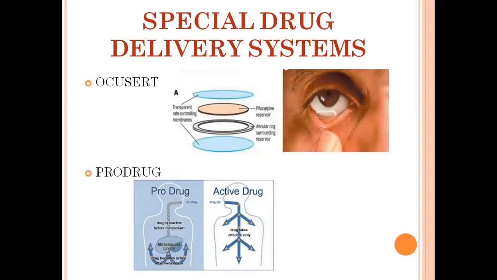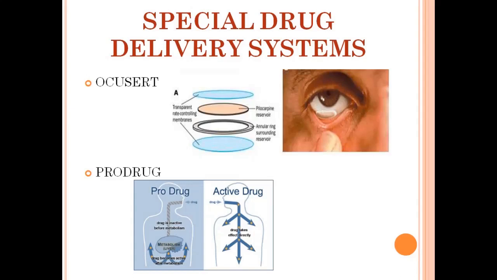Here we can see an image of the pilocarpine OcuSert, which is inserted in the eye, and the pilocarpine drug is within the reservoir, and there is an outer covering through which the drug can be released into the eye. The next form is prodrug. Prodrug is an inactive form of a drug which gets metabolized into the active derivative in the body. So, to overcome some disadvantages, drugs are given in the form of prodrug.